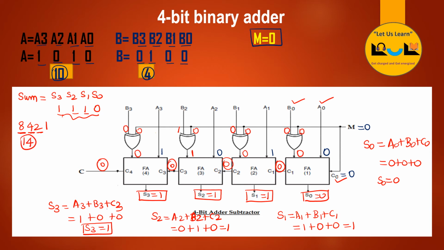So let us cross check this. A decimal value is 10 and B decimal value is 4. So if you add this 10 plus 4 we are getting 14. So thus we obtain the 4-bit binary adder. Next we will discuss the 4-bit binary subtractor with the value of m is equal to 1.